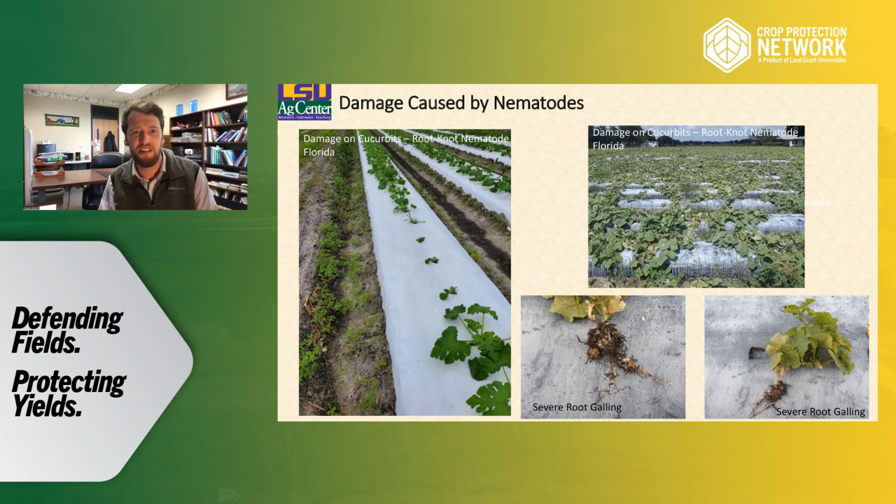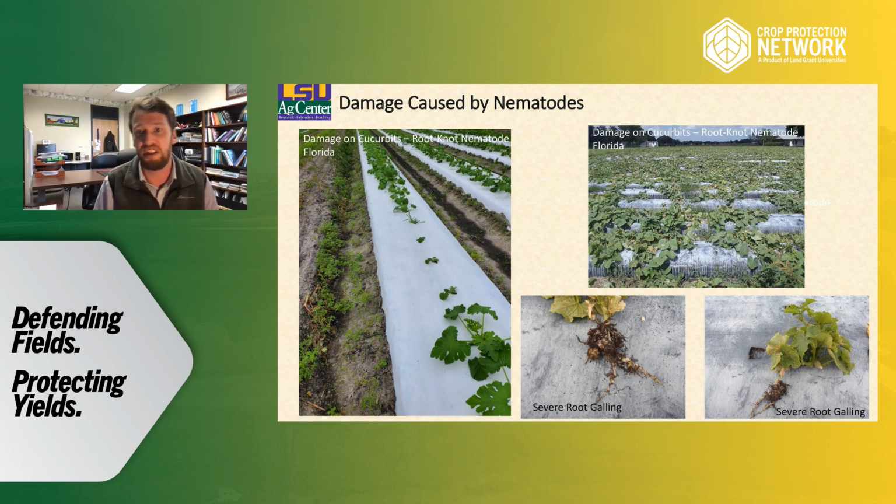Now we're going to transition a little bit over into vegetable production down in Florida, very severely impacted by nematodes often. So on the left here, we're seeing root knot nematode damage on a cucurbit crop down in South Florida. So you can see just this patch of really stunted plants, and they actually went back in and reseeded it. And I doubt those little seedlings are going to make it.